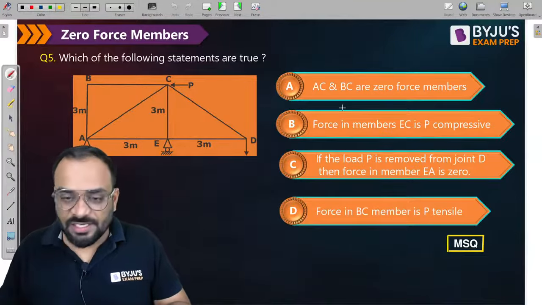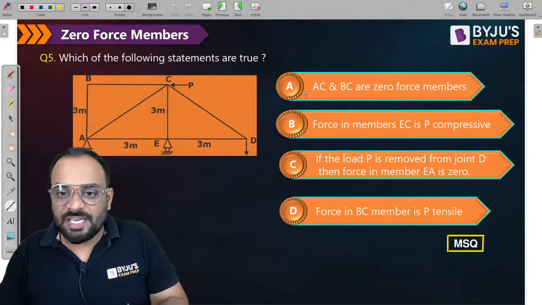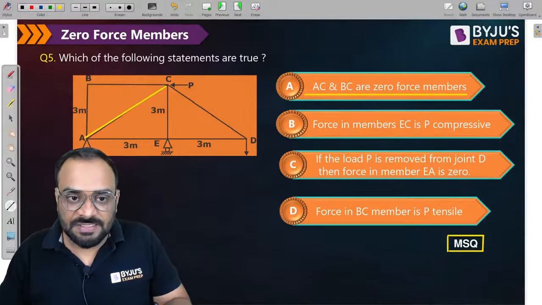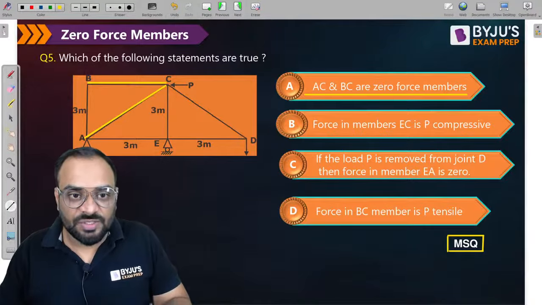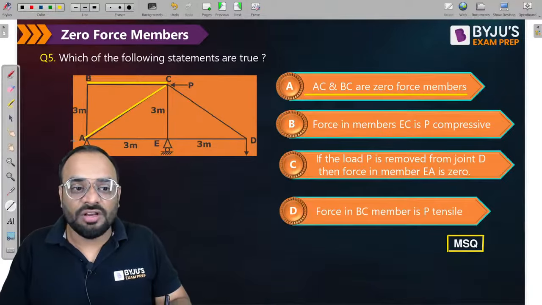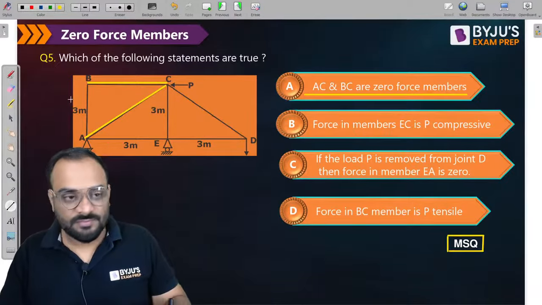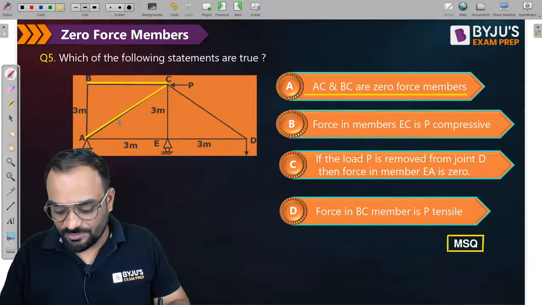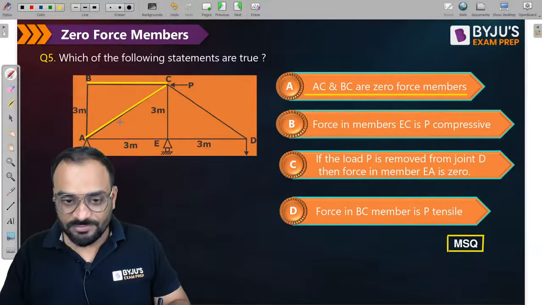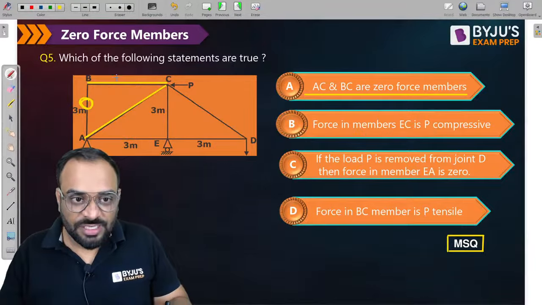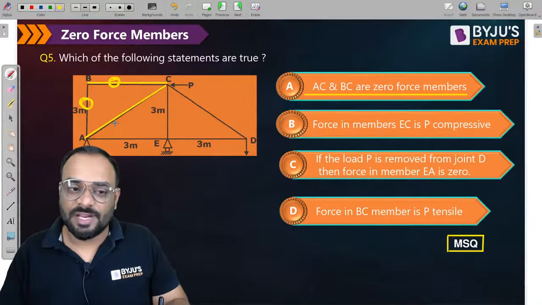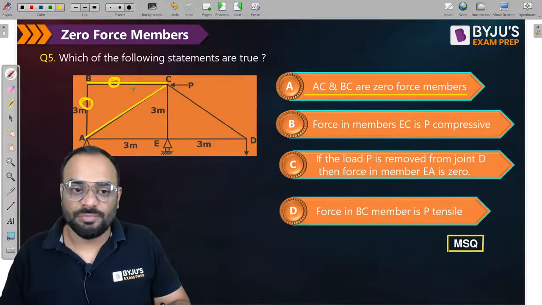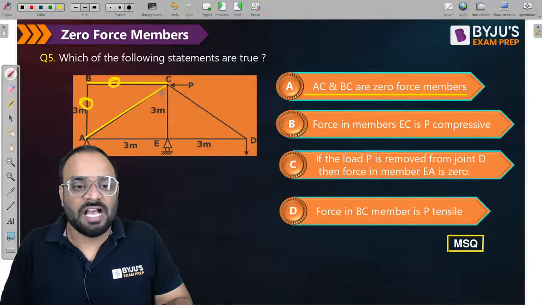Okay. Let's understand the last question, guys. Member AC and BC will have zero force. Let's check it out. This is AC, and this is our BC. So tell me, guys, AC and BC will be zero, or AB and BC will be zero? AB is 0 and BC is 0, not AC, right? AB and BC is 0 basically. What about AC? It may have some force, right?